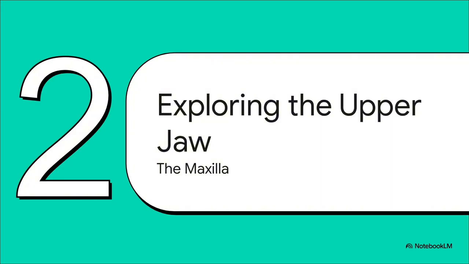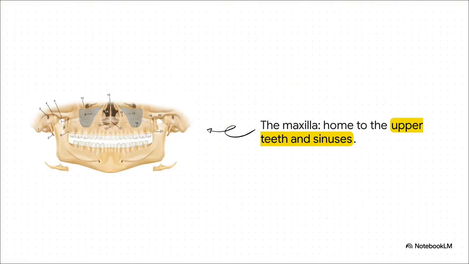Let's go from the joint and travel into the territory of the upper jaw, which scientists call the maxilla. Now, the maxilla is a major piece of your facial architecture. I mean, it holds all your upper teeth, it forms the floor of your nose, and it's got these surprisingly big empty air spaces inside it.